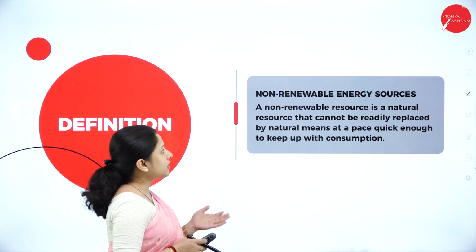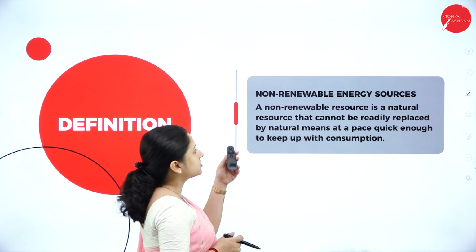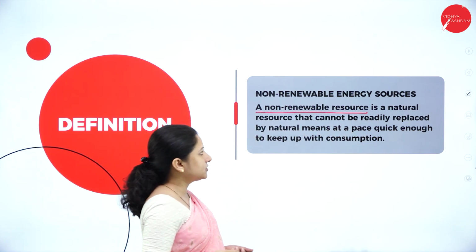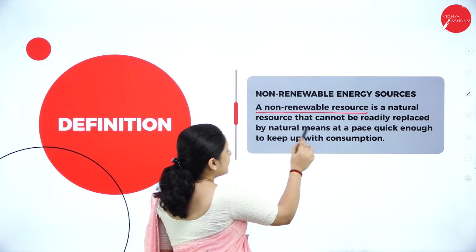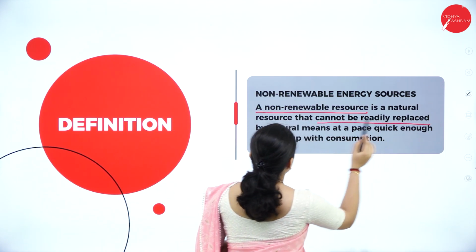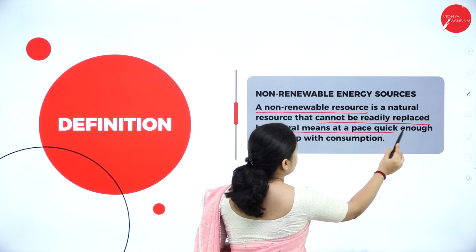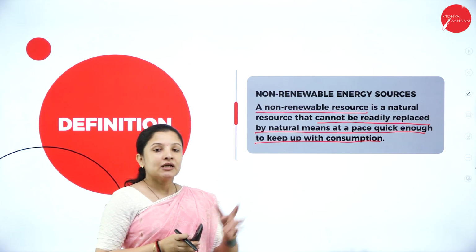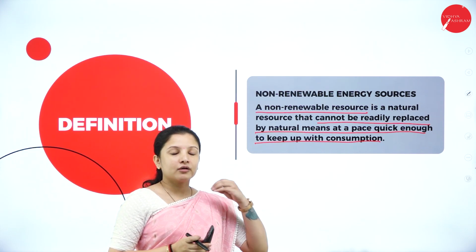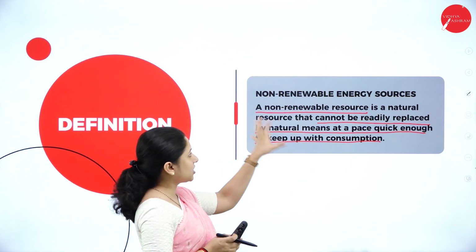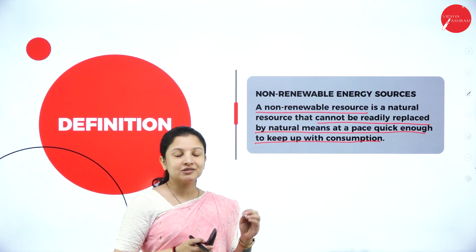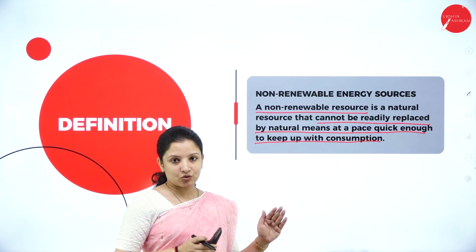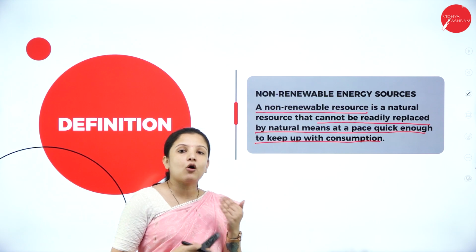So let us know the definition of non-renewable energy sources. A non-renewable energy source or a non-renewable resource is a natural resource that cannot be readily replaced by natural means at a pace quick enough to keep up with the consumption. It means that if human consumption of this non-renewable energy resource is continuous over a period of time, then very soon these resources can be depleted and we cannot get them back.